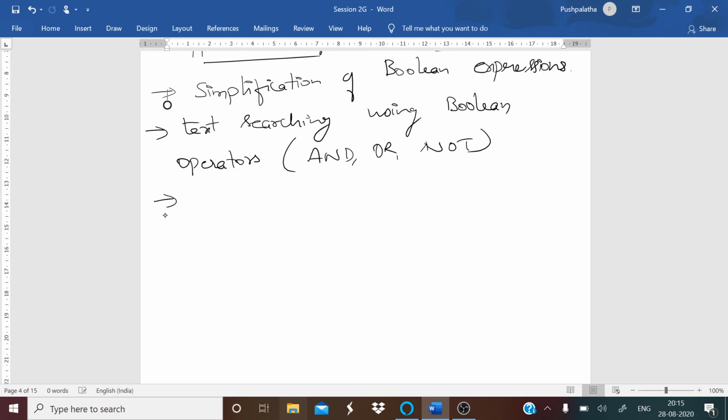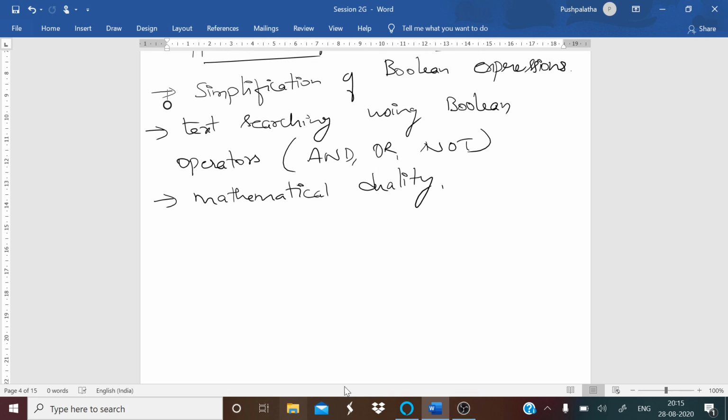And also it is used for mathematical duality. As we said, the principle of duality, right? So it is used for mathematical duality. These are the applications of De Morgan's theorem.